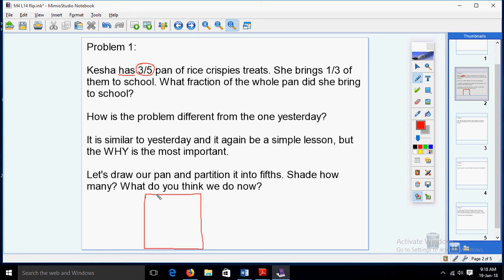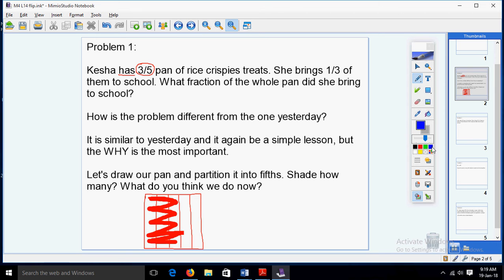We're going to partition into fifths because that's our unit. There's 2, 3, 4, and 5. I'm going to make it a little bigger so I don't have to shade as much. So all I'm doing is showing 3/5.